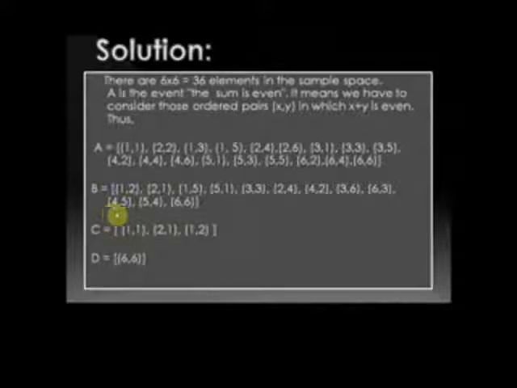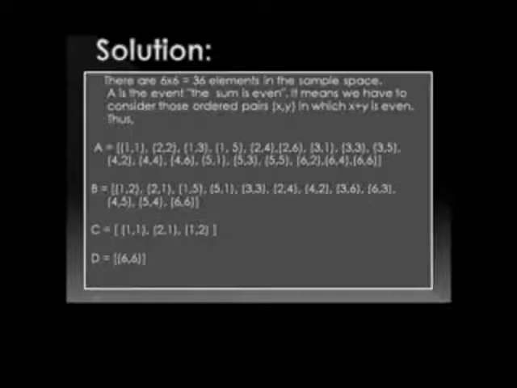Therefore the sample points are (1,1), (2,1) and (1,2) for the set C. And for the set D, we see that the sum should be greater than 11. Now the only number that is greater than 11 is 12. So the sum has to be equal to 12, and that is only possible for the case (6,6). That is, 6 appears on the first dice and 6 again appears on the second dice. So we see that these are the sample points for set A, set B, set C and set D.